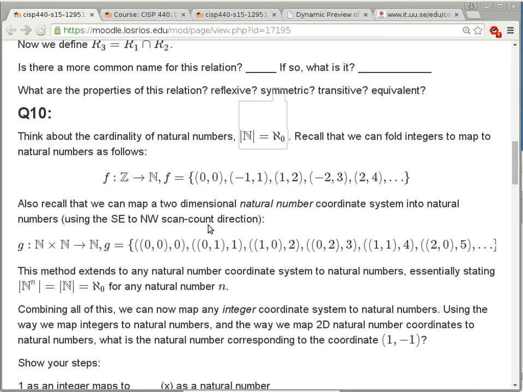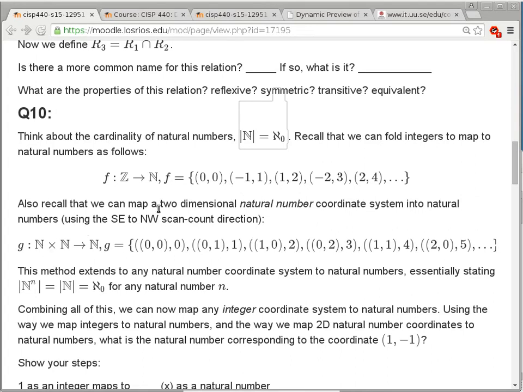Are we doing okay so far? This is just a review of something that we have talked about. All right, so that's the first part. The first part is to state that we can map integers into natural numbers, and it is a one-to-one or bijective function to do it this way.